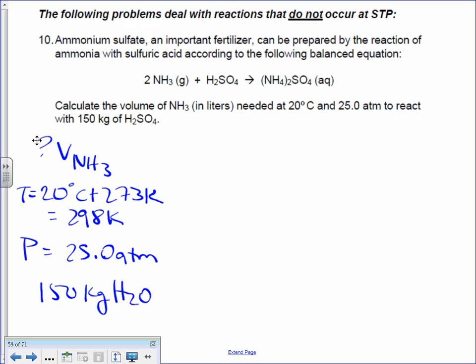Oh, okay. In AP Chem, a lot of our temperatures are 25 degrees Celsius.